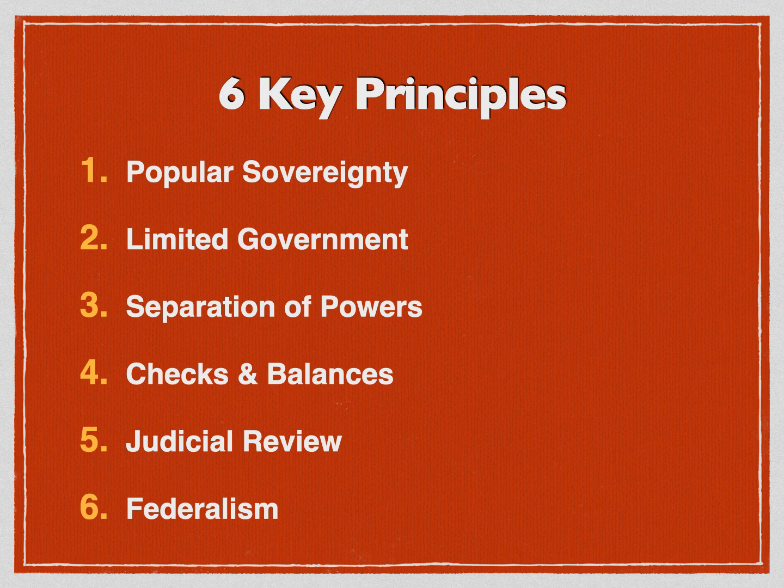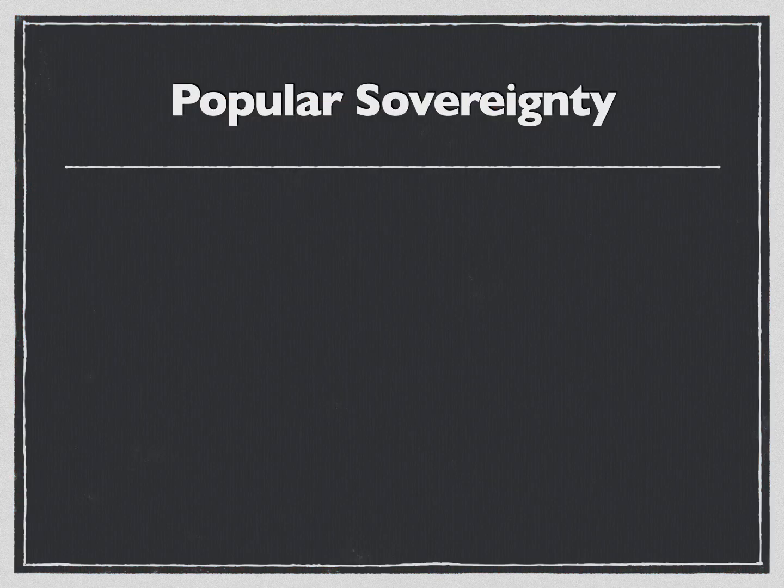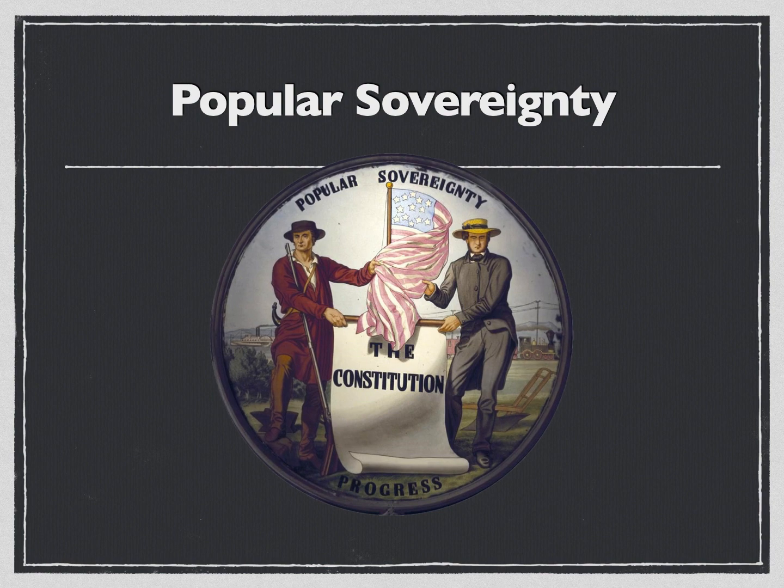These 6 key principles or ideas are basically what led to the building of our government and all its systems. This is what it all rests upon, these philosophies, if you will. Let's talk about them, starting with popular sovereignty.